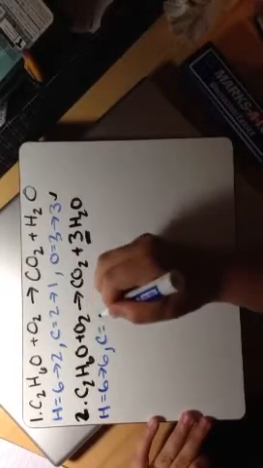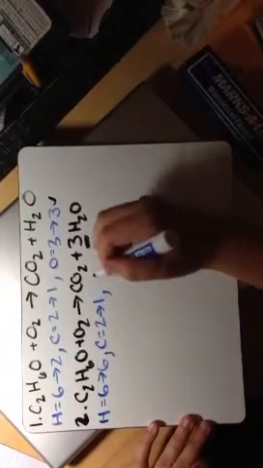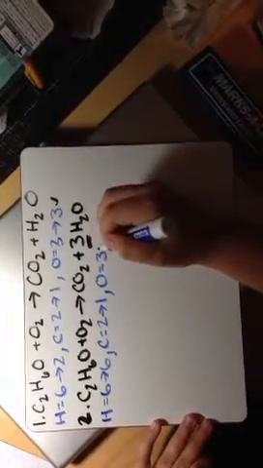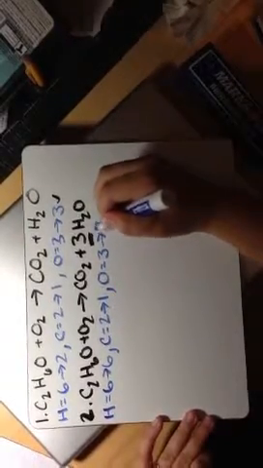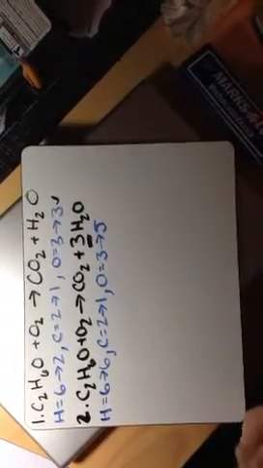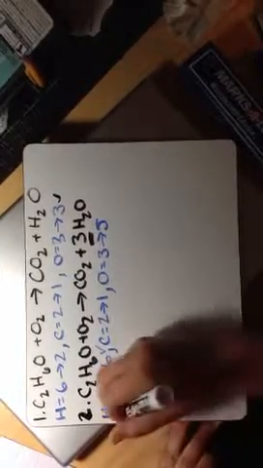For carbon, we have 2 going to 1. And for oxygen, we have 3 going to 5. 1, 2, 3, 4, 5. So hydrogen is good. Now our oxygen's off. That's a bummer, but we can fix that.